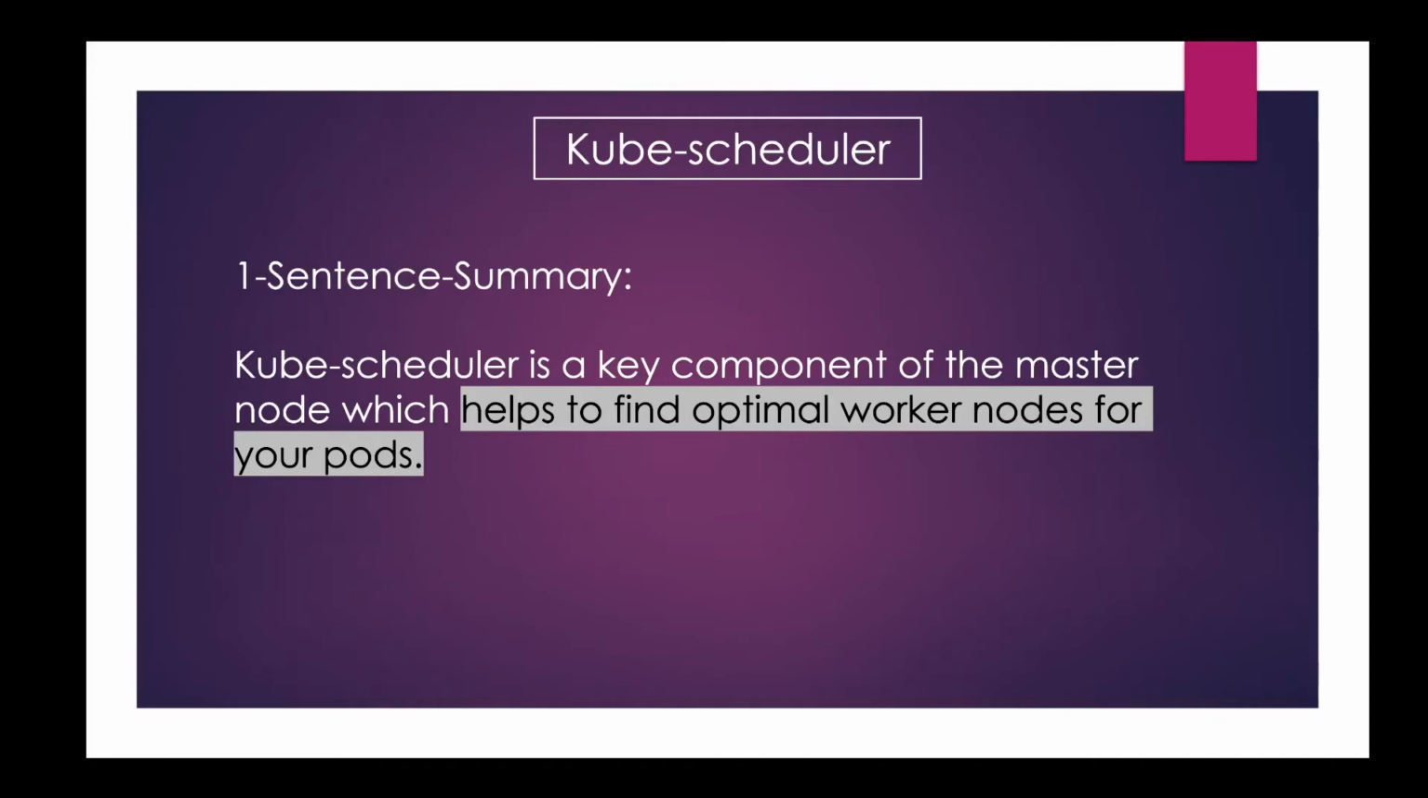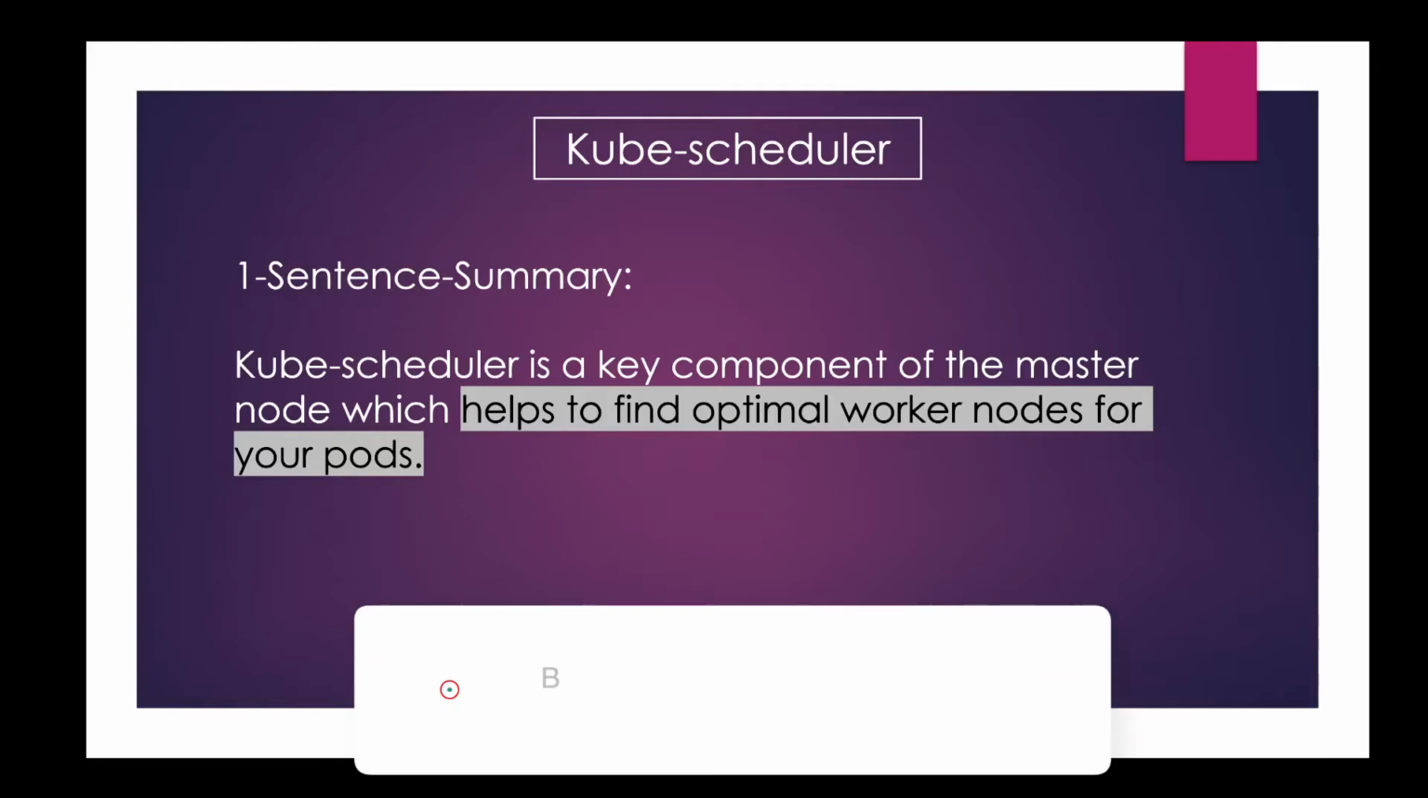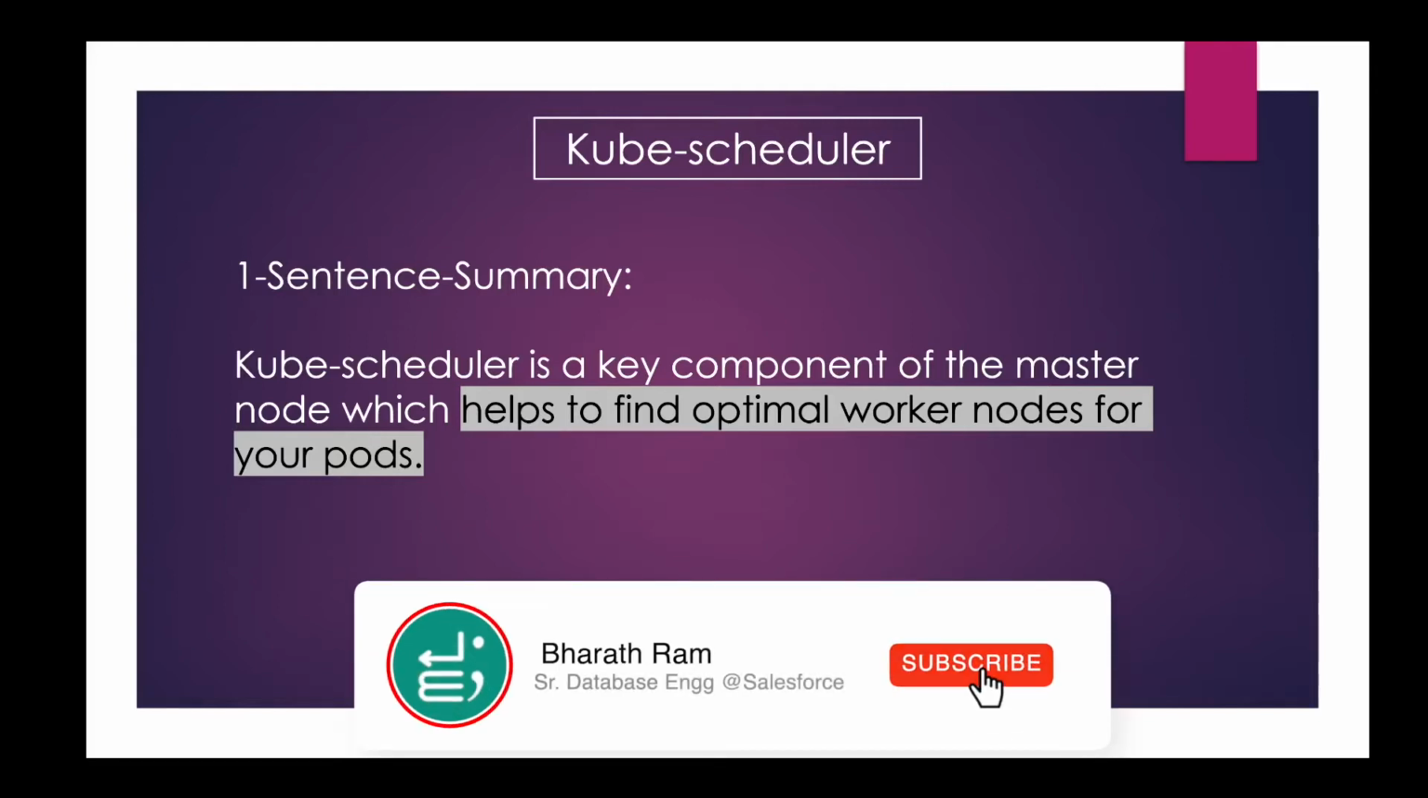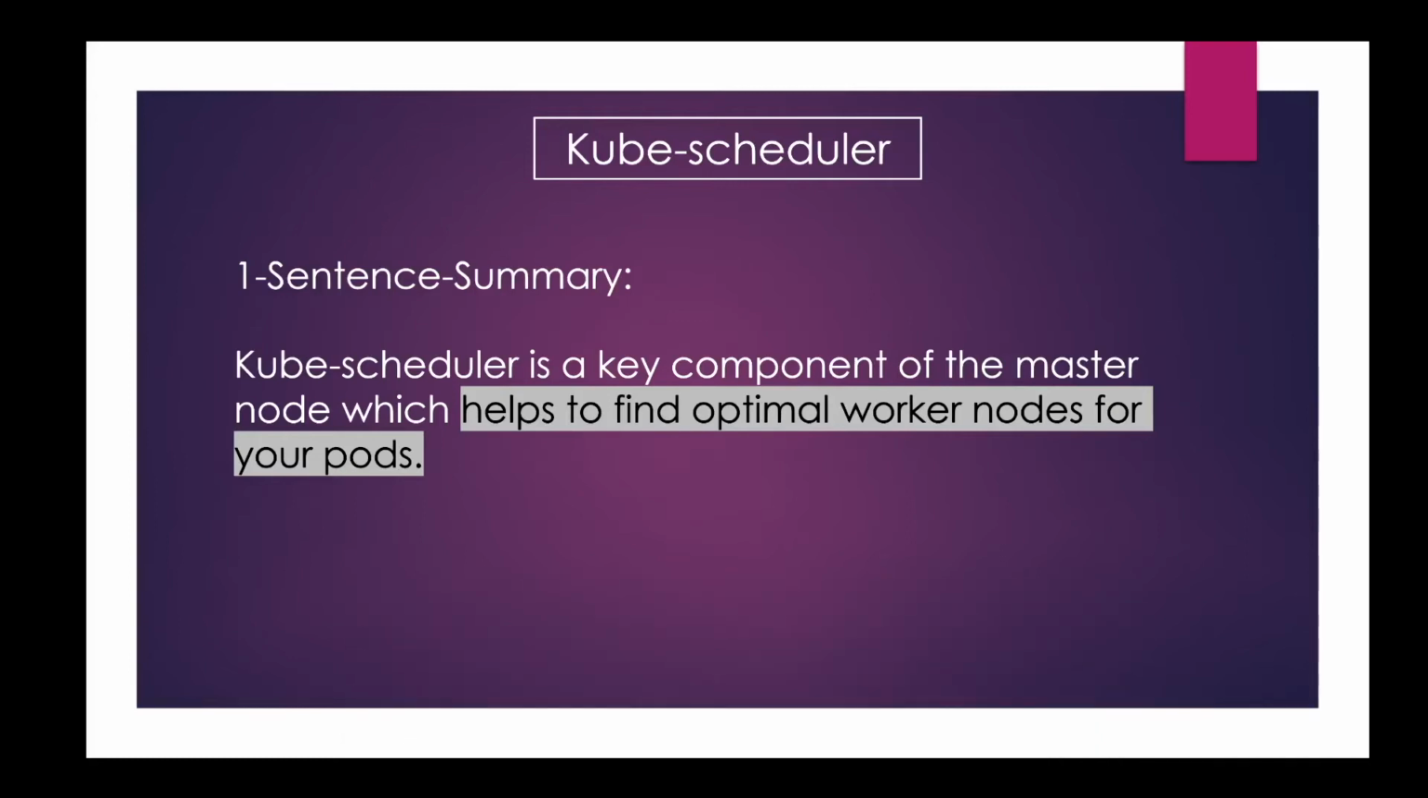In this video, we're going to talk about Kube-Scheduler, and this is a quick summary. Kube-Scheduler is basically one of the four main components of the master node or control plane, and the scheduler helps to find the best node for your pod.